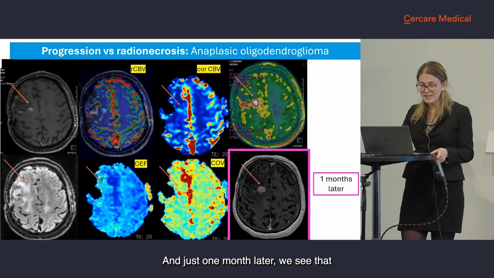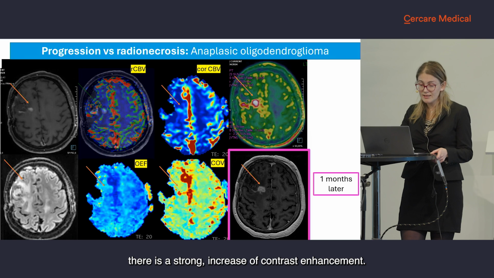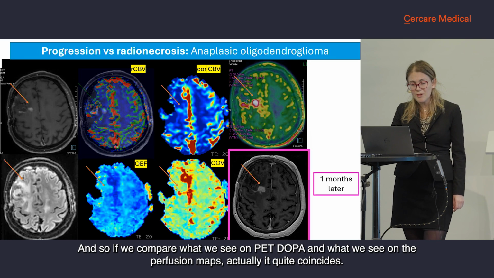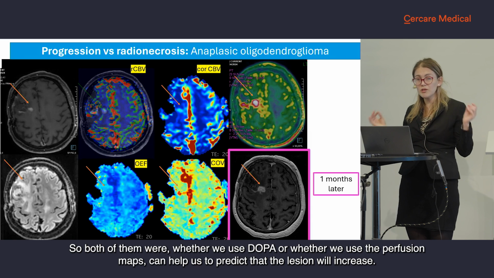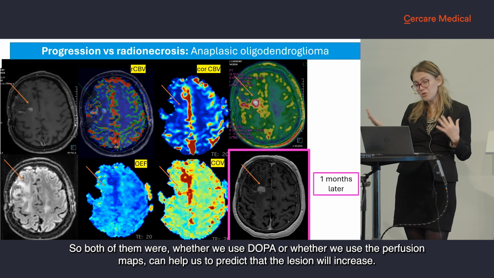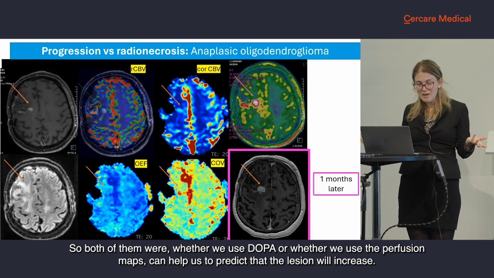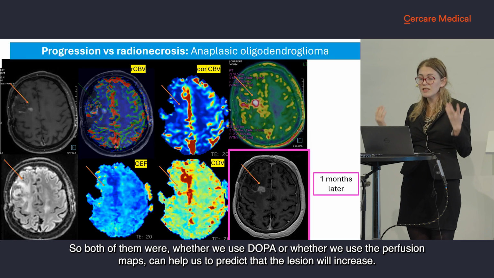Just 1 month later, we see that there is a strong increase of contrast enhancement. So if we compare what we see on PET DOPA and what we see on the perfusion maps, it quite coincides. Both of them, whether we use DOPA or the perfusion maps, can help us to predict that the lesion will increase.